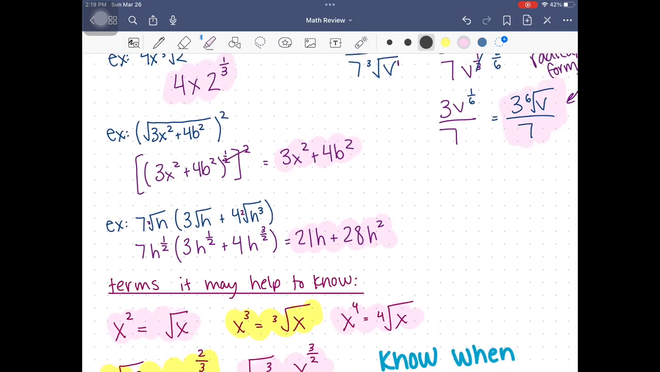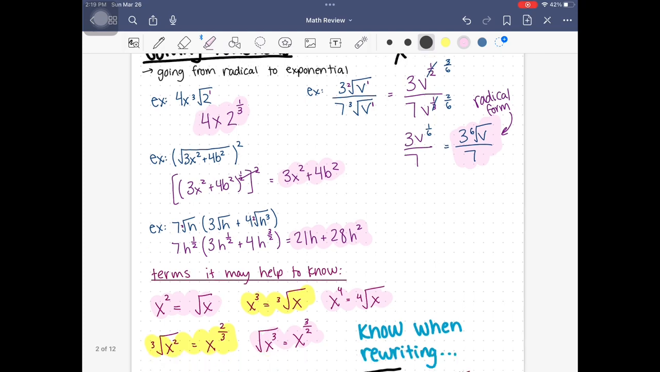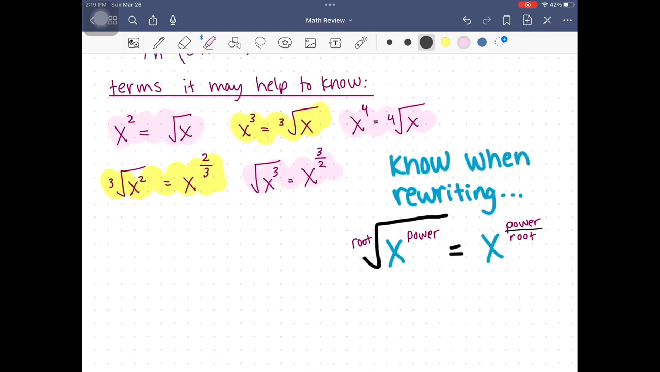So that's just a little bit of going over radicals, going from radical to exponential form. This I'm going to highlight here, terms that may help you to know, okay? If you see a squared anywhere, it's going to be the square root of x. X cubed is going to be cube root of x. That is how we're going to convert it, okay? That's how we go from exponent form to root form. And my apologies, this should be 1/3. Okay, so this should be 1/3, this should be 1/2, and this should be 1/4. Those are just some good terms to know.